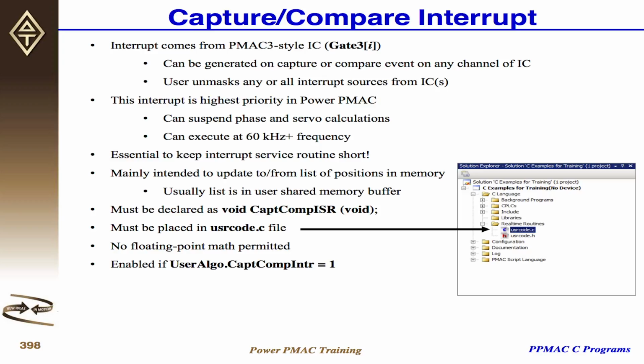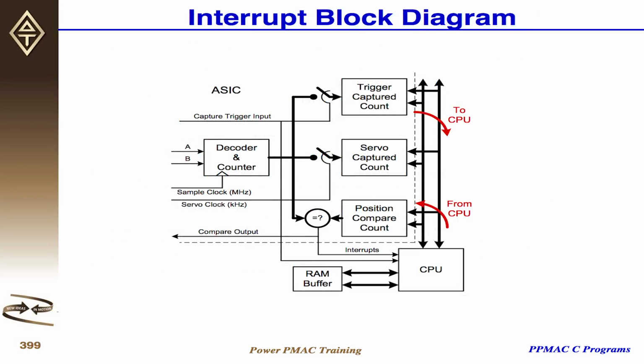So you were asking me in the back there about basically logging captured positions. This is the program that you would use to do that. I'll show you an example of doing that exact thing. This is a block diagram explaining the functionality of the interrupt. It shows you basically how the data is flowing around the captured positions and the triggered captured point and all that. It's kind of a confusing diagram, but it's there for your reference.